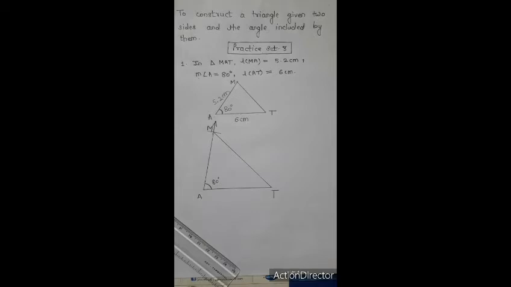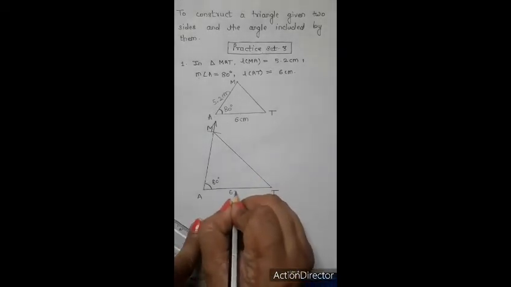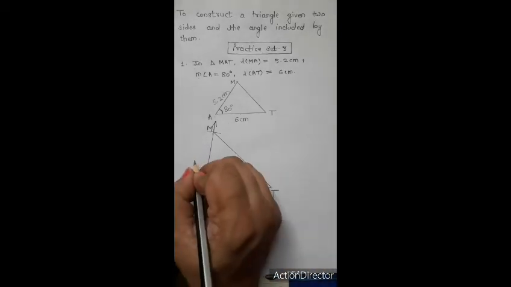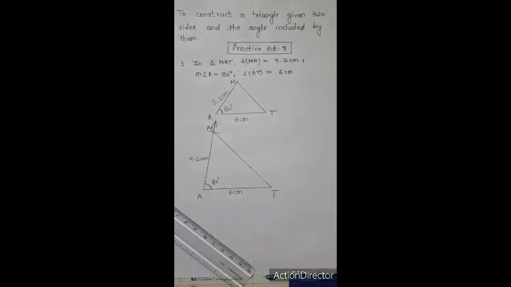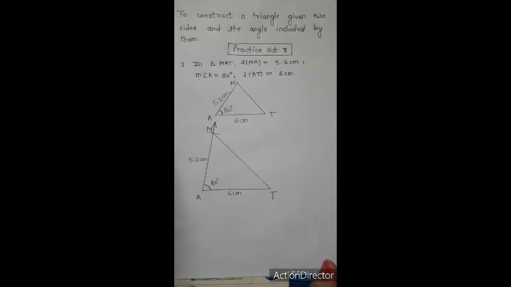Okay. So here we have drawn the figure. Label it with the measures, 6 centimeters. This is 5.2 centimeters. So this is our final figure when two sides and the included angle are given. Now in practice set 3, question numbers 2, 3, 4 are of the same type. So you have to solve those in your maths notebook.